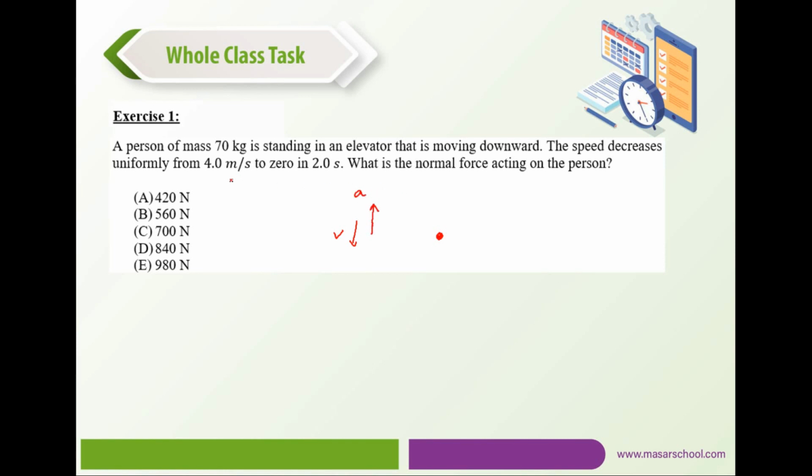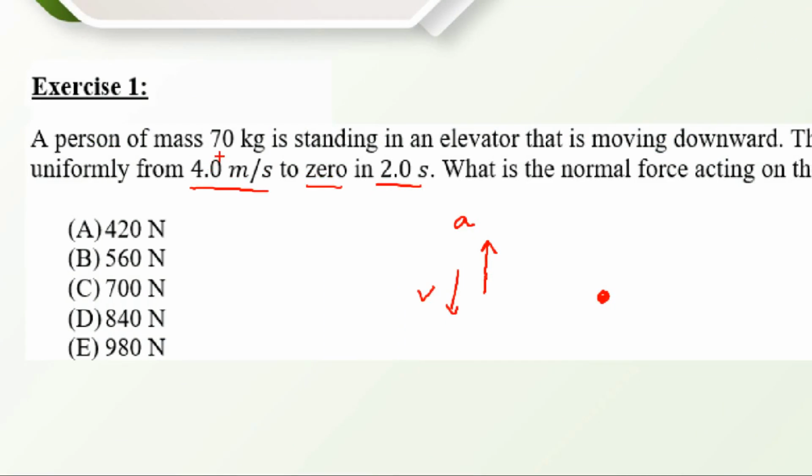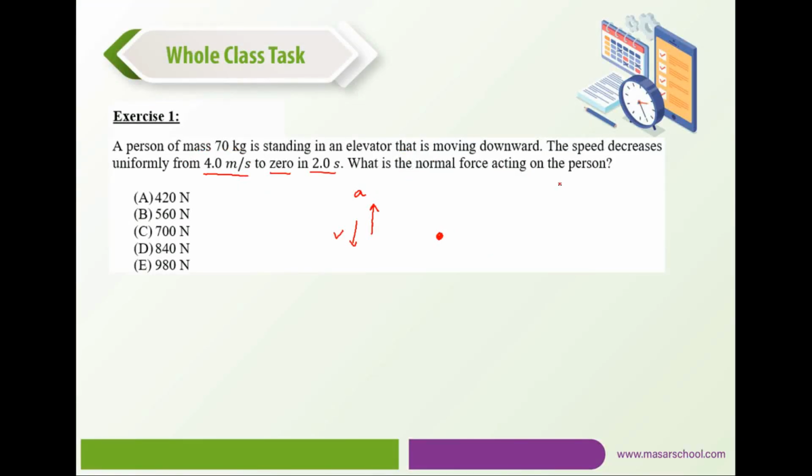The speed decreases uniformly from 4 meters per second to 0 in 2 seconds. Then the initial speed is 4, the final speed is 0, and the duration is 2 seconds. What is the normal force acting on the person? In order to determine the normal force, we need to utilize the FBD of this person. So let me represent the forces acting on the person.